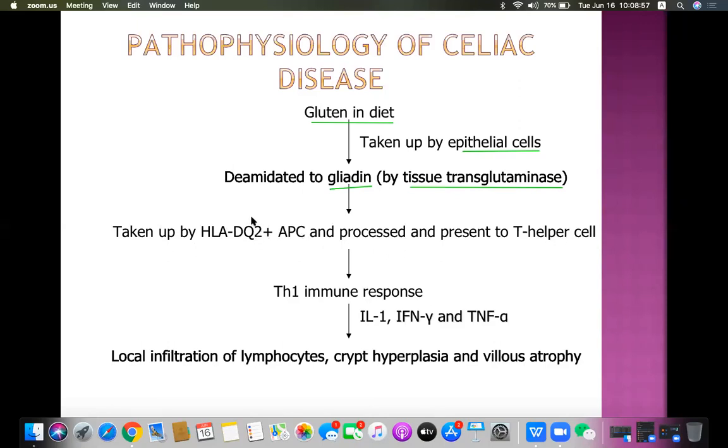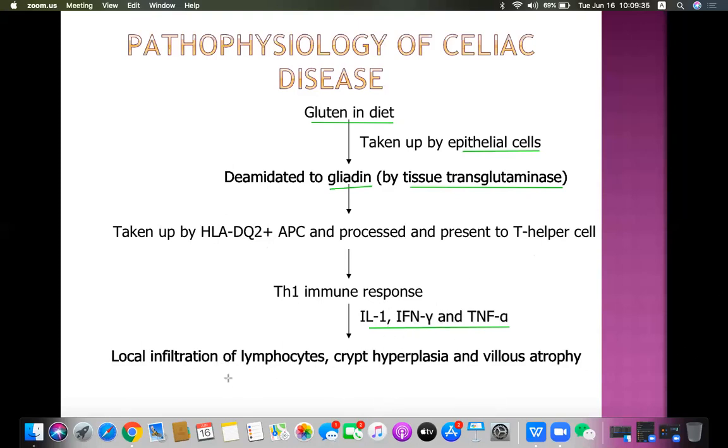So just like MHC type 2 molecule, in this case it is HLA-DQ2. Now this is very easy for you to understand. After that, T helper cell will become activated and differentiate into T helper cell 1. This T helper cell 1 will produce different cytokines. Now, look at the names of the cytokines here: interleukin 1, interferon gamma, and tumor necrosis factor alpha. Now these cytokines will do a lot of damage there.